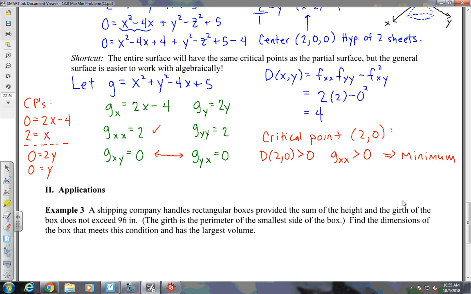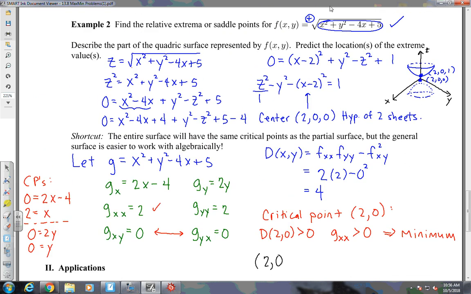Let's express this as an ordered triple. If x is 2 and y is 0, and I want to find the corresponding z value, I'm going to go all the way back to my original function. I'm going to plug in x equals 2, y equals 0. What would we end up with? Let's see, if x is 2, we'd have 4 plus 0 minus 4 times 2 plus 5. So 4 minus 8 is negative 3. Negative 3 plus 5 gives me 2. So we end up with square root of 2.